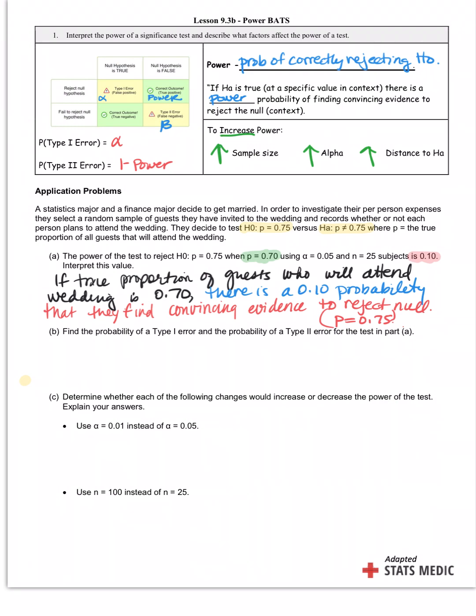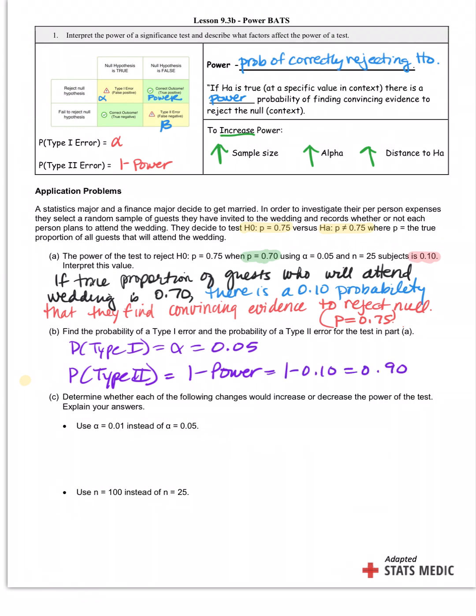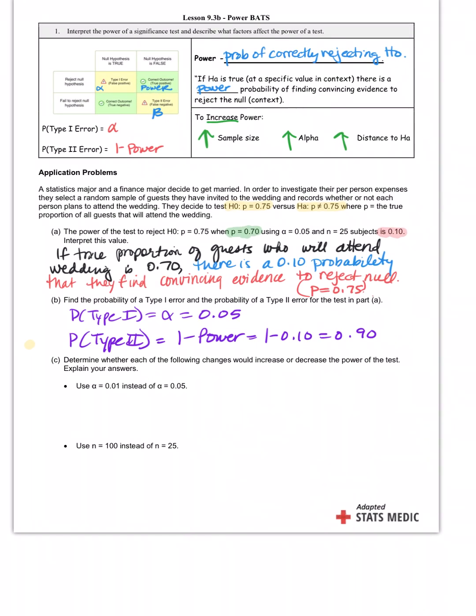Okay, finding the probability of a type 1 error and the probability of a type 2 error. Okay, so the probability of a type 1, what did we say that was? Alpha. And alpha in this question was 0.05. And the probability of a type 2, 1 minus the power. So it's just 1 minus 0.10, so it's 90%. Pretty strong. Okie doke.